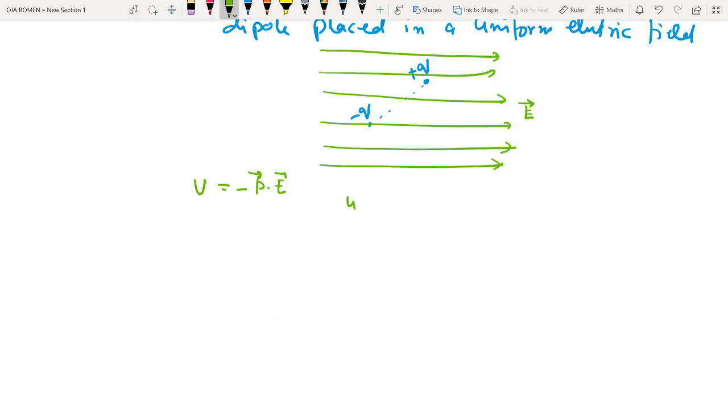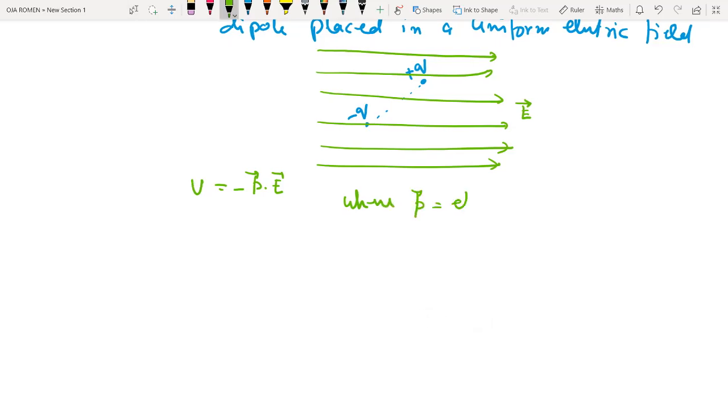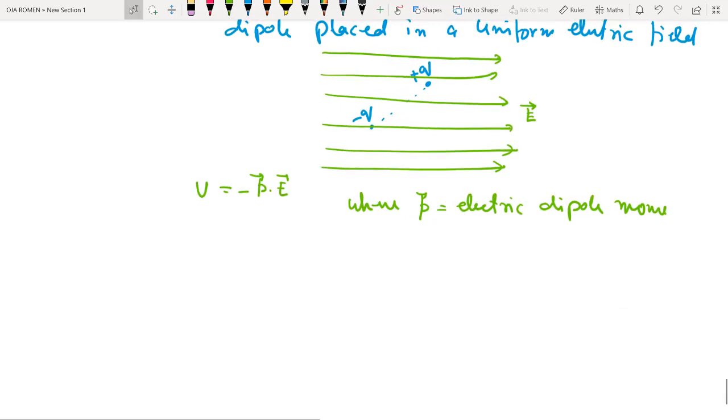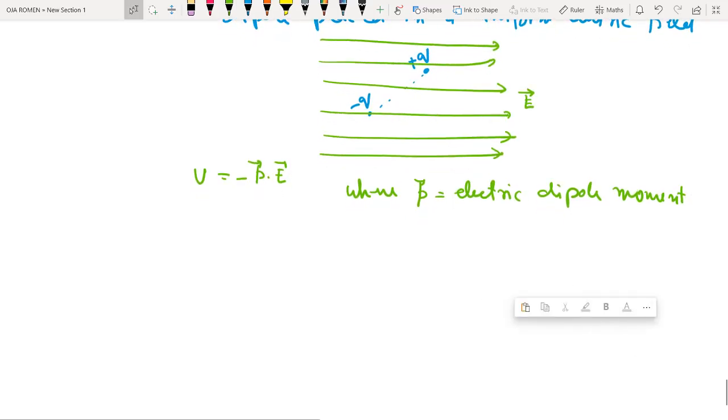where P is electric dipole moment. So electric dipole moment is the magnitude of one of the charges and the dipole length. So dipole length is 2a. And E is electric field.